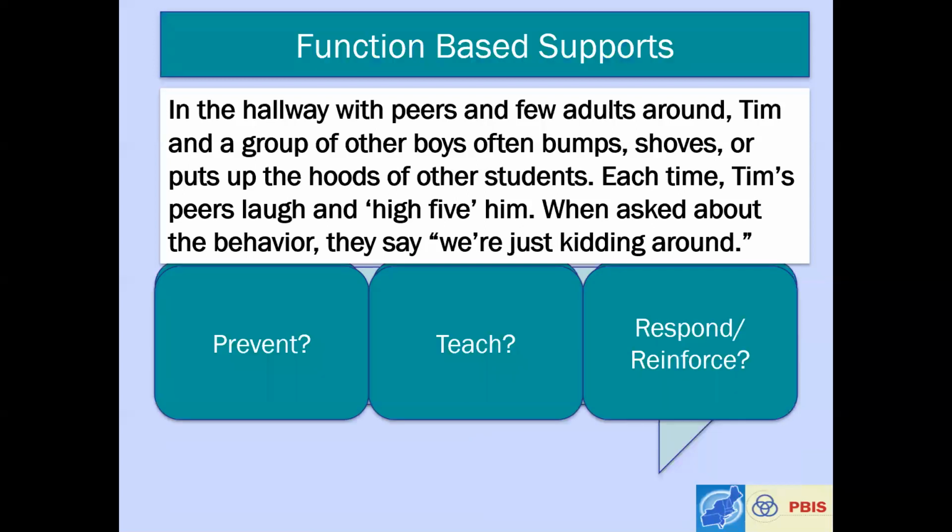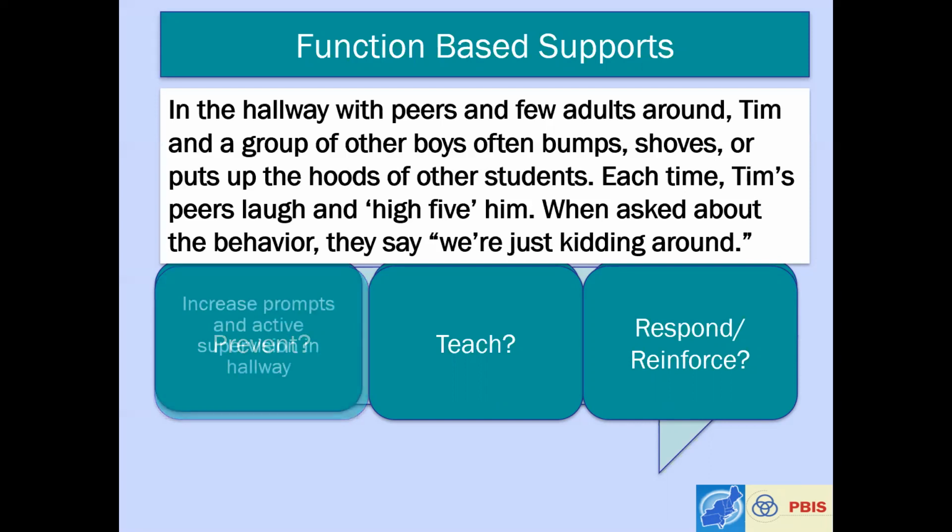So if we know the function, we can also go back to our function-based support model and consider how will we then prevent, teach, and respond differently? What can we do to prevent the problem behavior in this example?